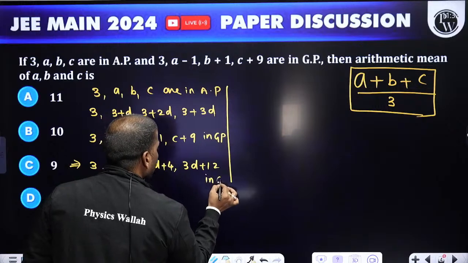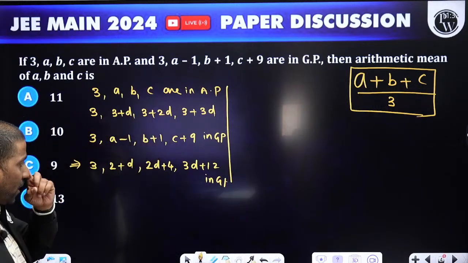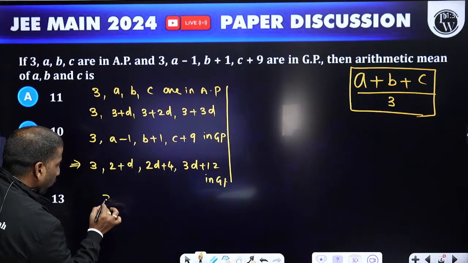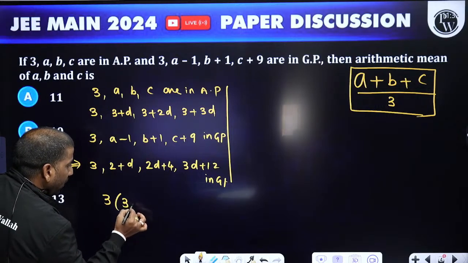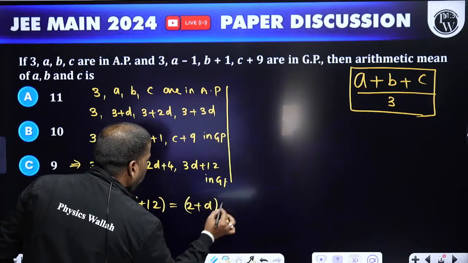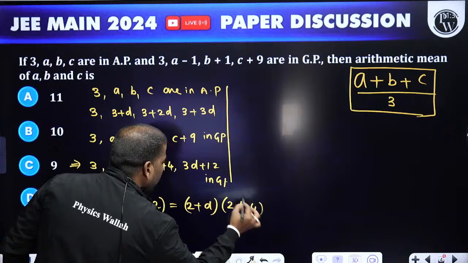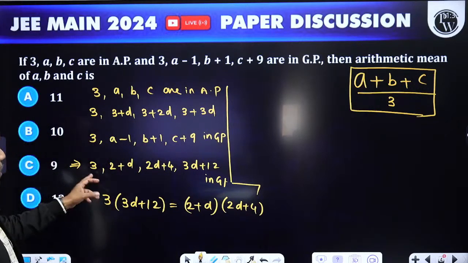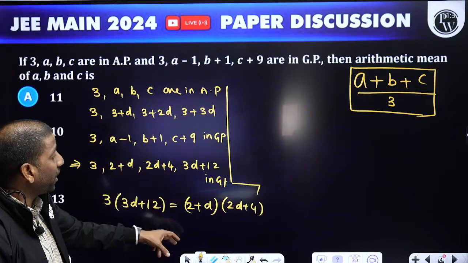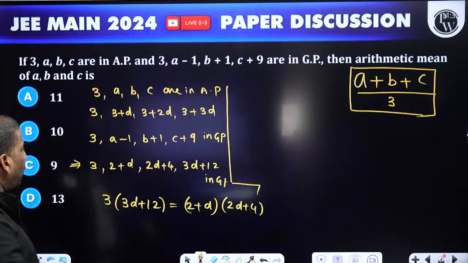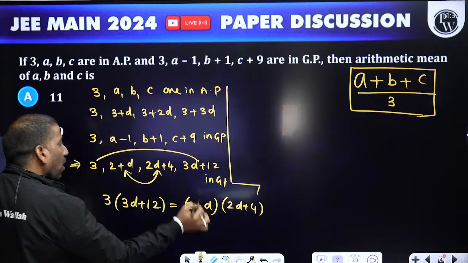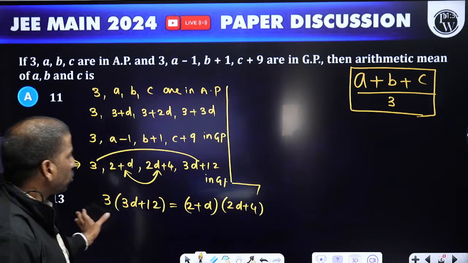These are in GP. So when these terms are in GP, what we could say is, the product of first and last, 3 times (3d plus 12), is equal to the product of the middle terms, (2 plus d) times (2d plus 4). As per the property, we just apply the arithmetic, geometric progression condition. This product is equal to this product because they are in geometric progression. So we just solve it.